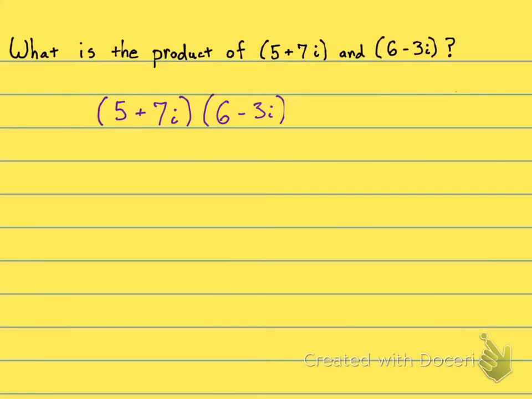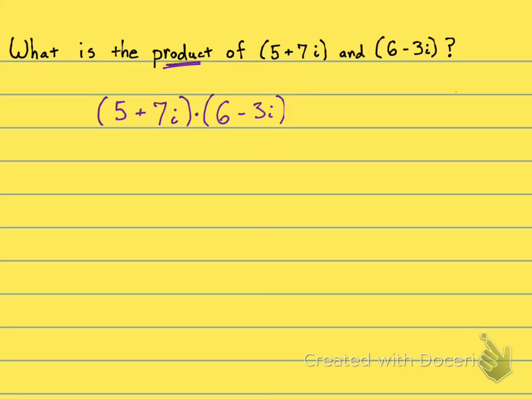All right, this question is asking what is the product of these two complex numbers, okay? And you have to know that the word product means multiply. So we're going to multiply these two numbers, all right? And they do contain the imaginary number, the i, and we're going to treat them like two binomials, like this is a binomial and this is a binomial.